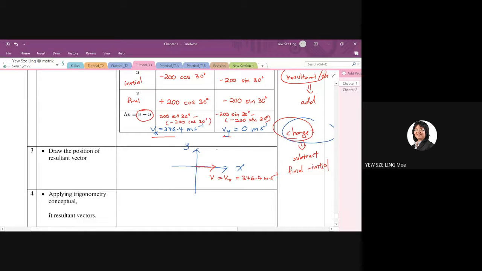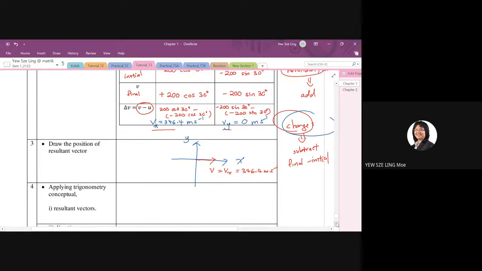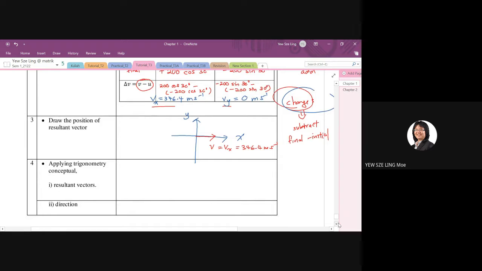If Vy is a non-zero value but Vx is equal to 0, that means your vector is lying on the y axis. Alright, kalau x kosong, y tak kosong, bermaksud kamu punya vector jatuh pada paksi y. So that is how we determine the positions and directions of a vector.